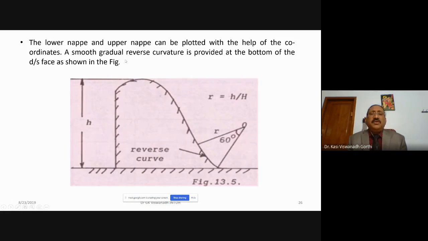A smooth, gradual reverse curvature is provided at the bottom of the downstream face, which is shown here. So this is the topmost point C. With respect to this topmost point, you have the downstream profile and the upstream profile. Of course, at the downstream toe, there is a reverse curve. This reverse curve joins smoothly and tangentially to the downstream bed of the river.